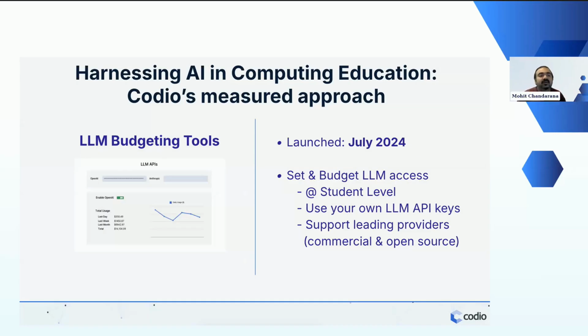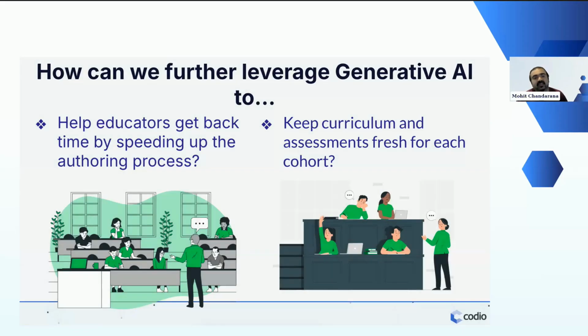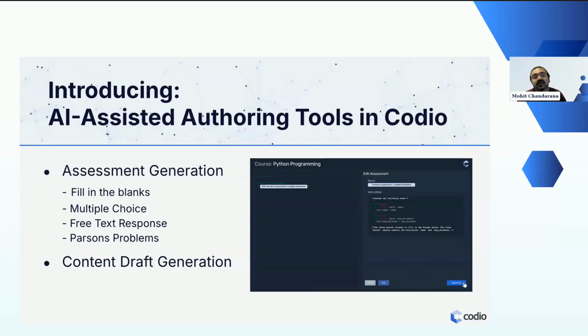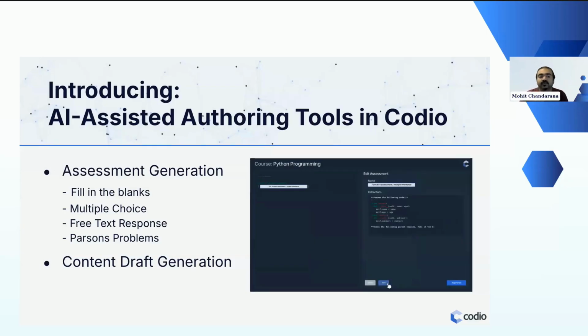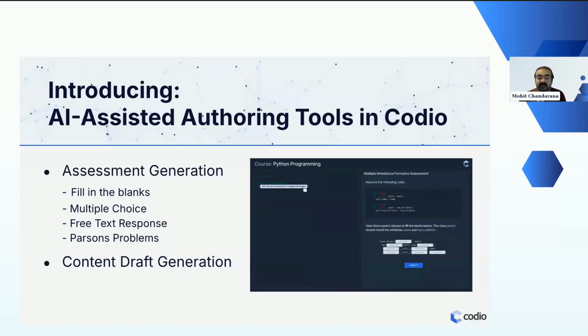So after all these things, we started thinking about how can we further leverage generative AI to help educators get back what they need most, which is time. We want to get them their time back by speeding up the authoring process, maybe even help them keep curriculum and assessments fresh for each cohort. And that was our motivation behind launching the AI-assisted authoring tools in Codio. The first iteration of these tools has two big components. It's the assessment generation, and the other one is the content draft generation.